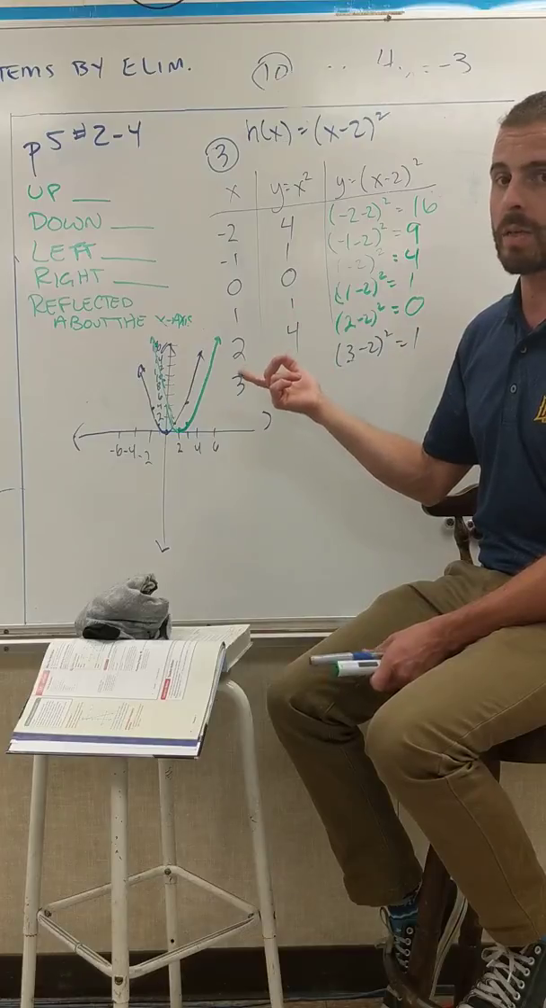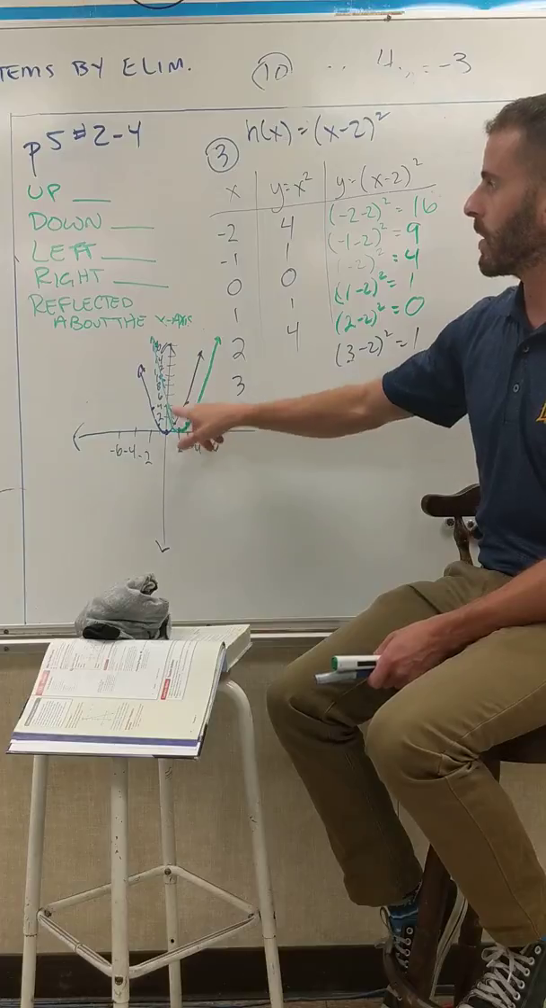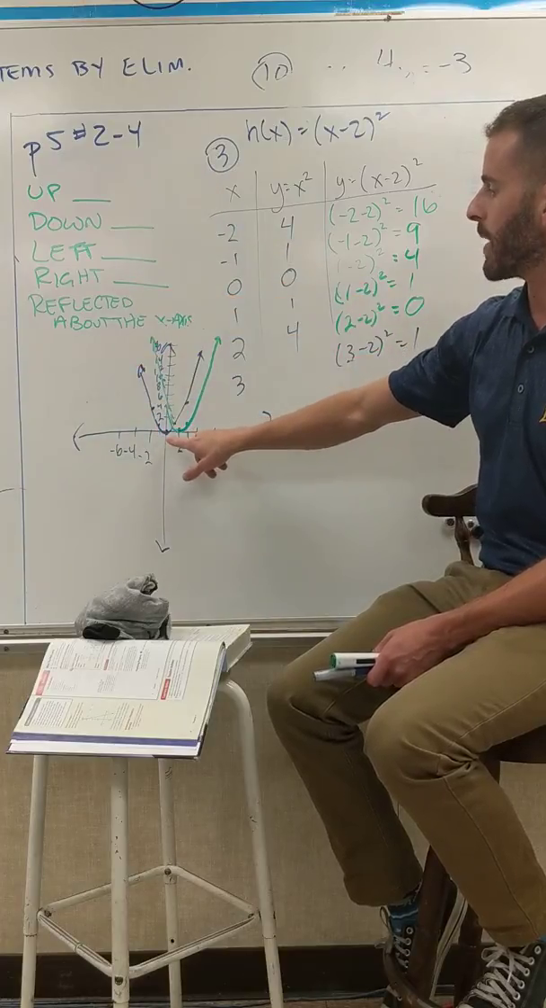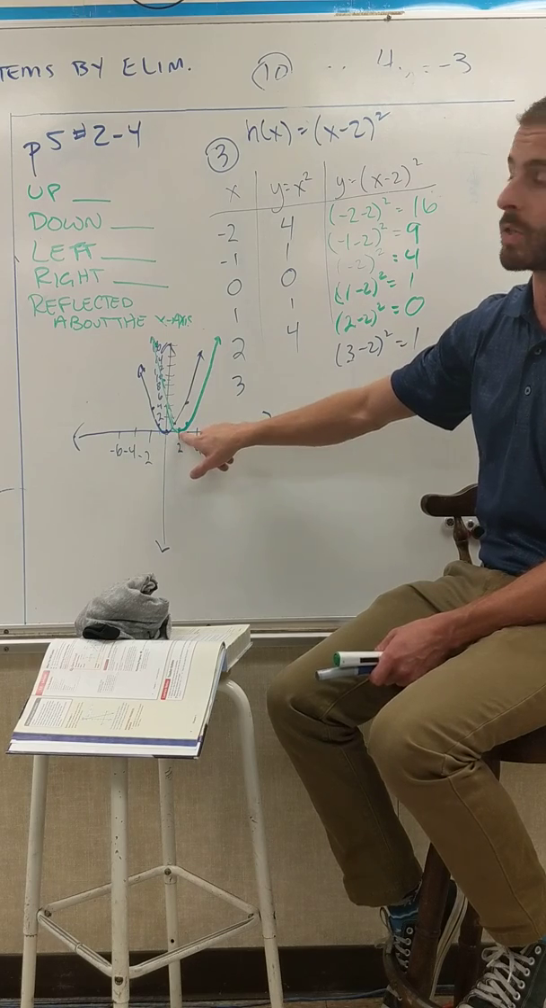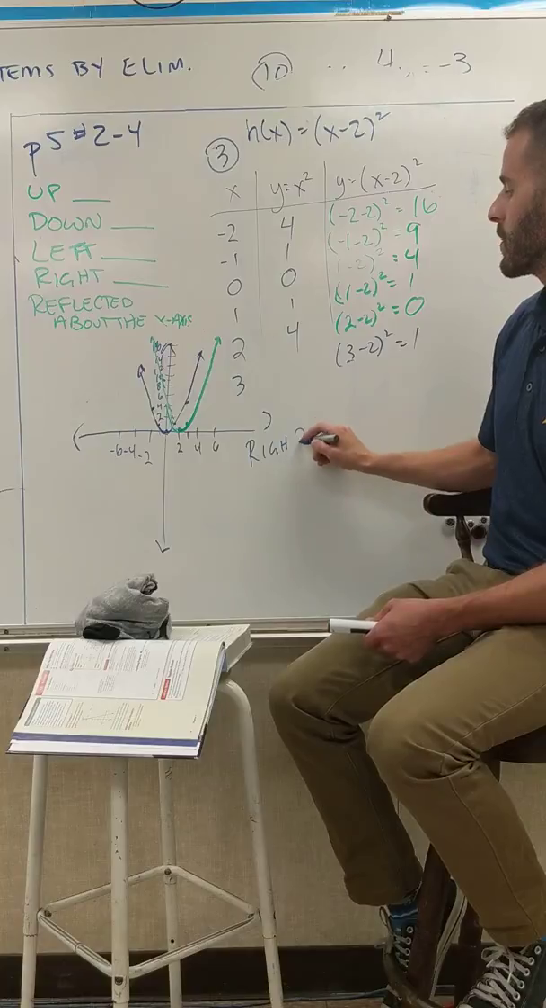If you have a hard time seeing this, take a look at the vertex. Where did the vertex move? So from my vocab list, it moved right. How much did it move right by? Well, my vertex used to be at 0. It's at 2 now. It moved right 2.